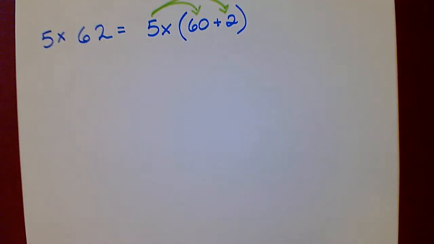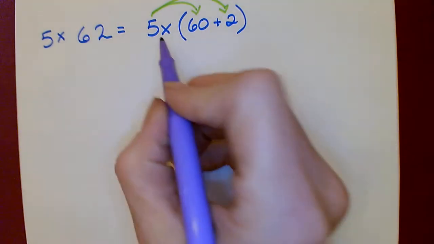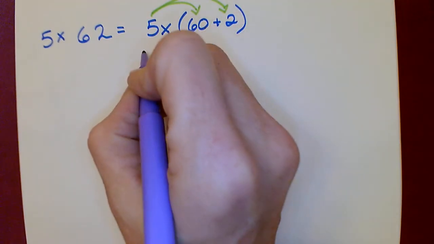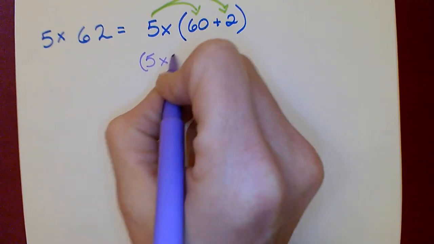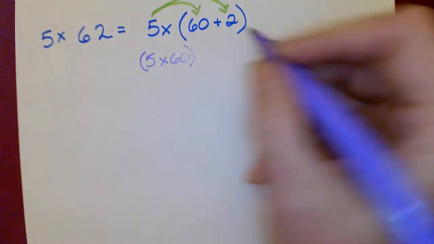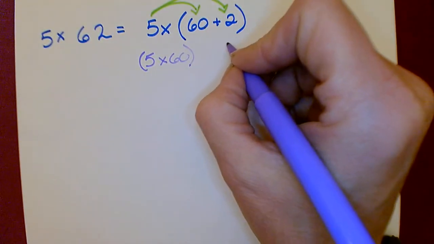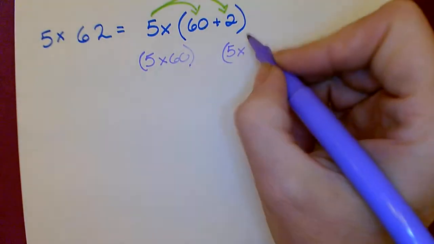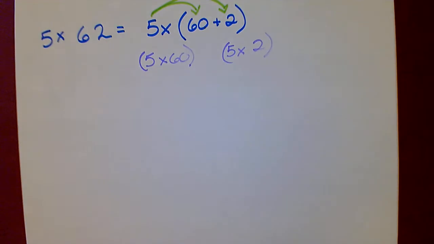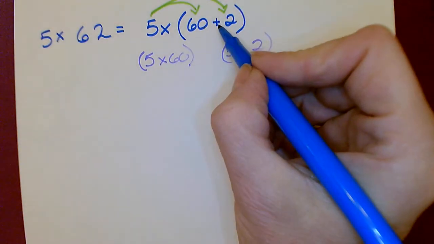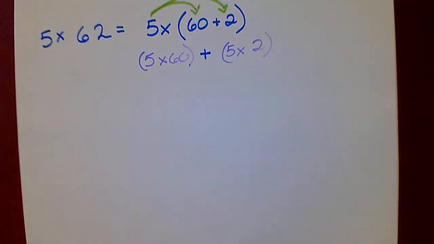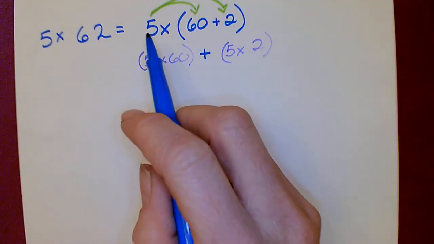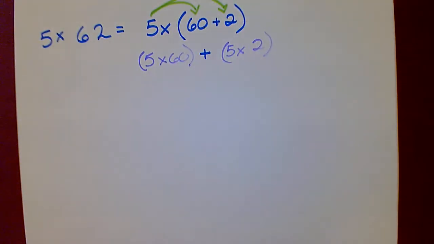So let's do it. So 5 times 60, we're going to write it. Remember, we want to show step by step. And 5 times 2. So I'm keeping this 5 times. And I have to do it now 5 times 2. What did we forget? Don't forget. You can't lose that plus symbol. You still need to have it there. 60 plus 2, but now it's going to be 5 times 60 plus 5 times 2.